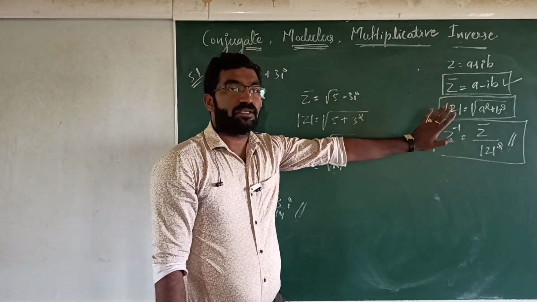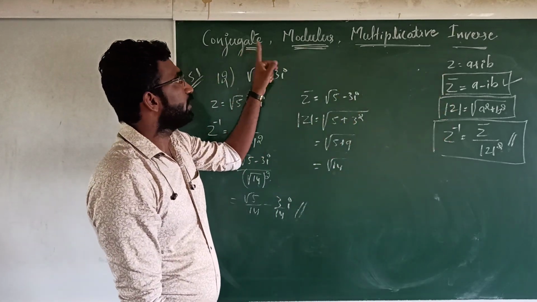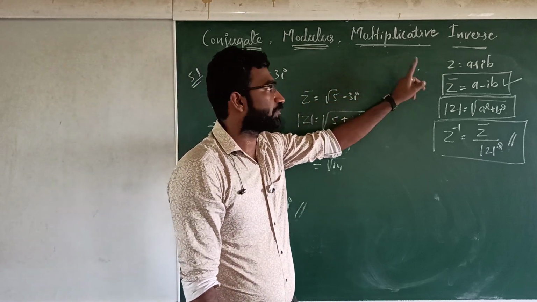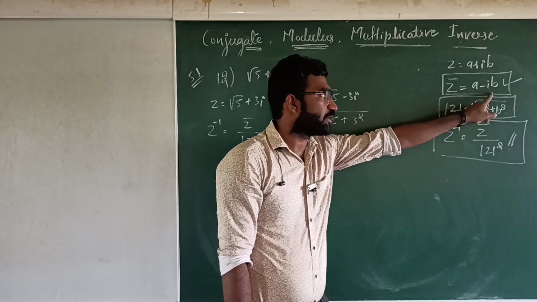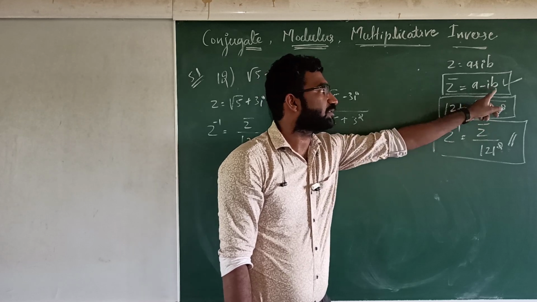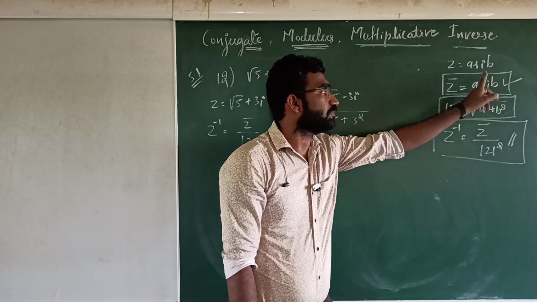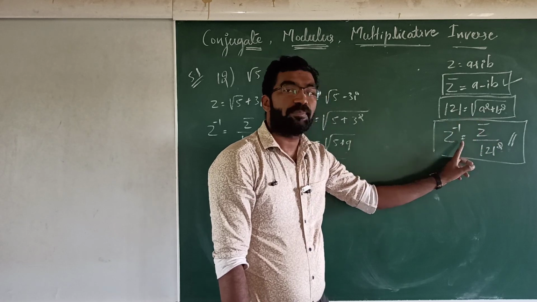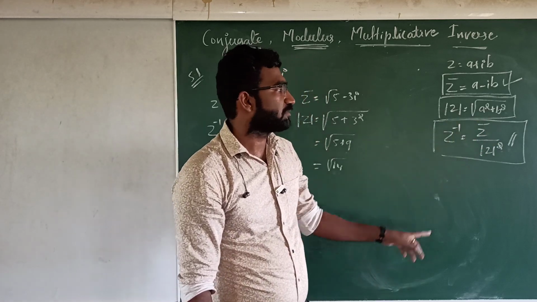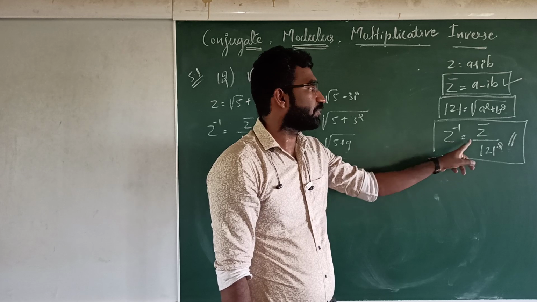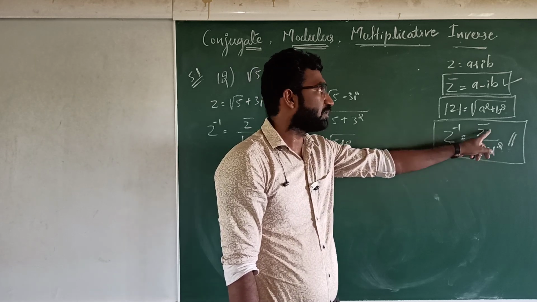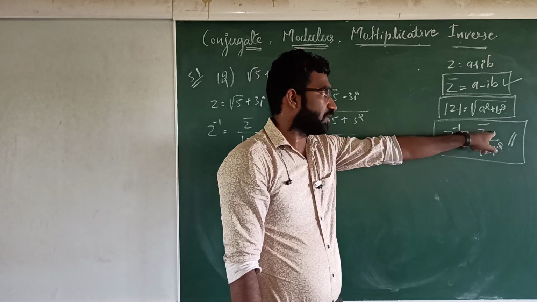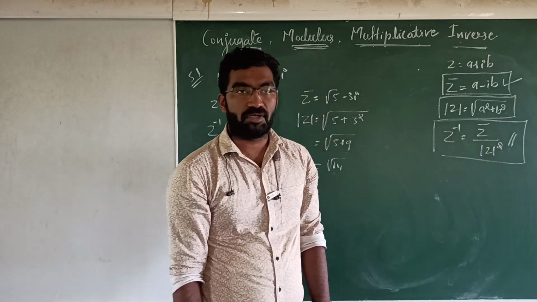So the final conclusion: conjugate, modulus, multiplicative inverse. If a plus ib is the complex number, a minus ib is the conjugate. The square root of a square plus b square is called the modulus. The multiplicative inverse is denoted by z raised to minus 1, or you can write it as z inverse, which is given by z bar divided by the square of the modulus. That is nothing but the conjugate divided by the square of the modulus.